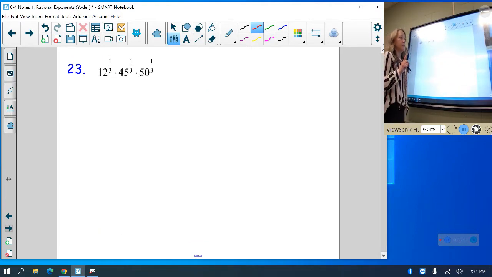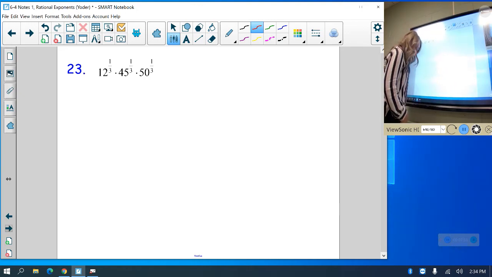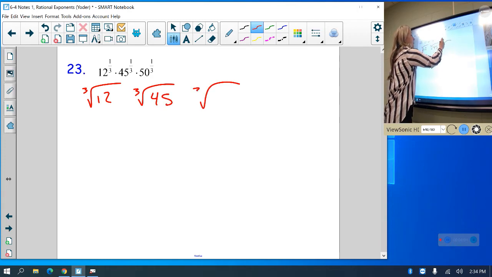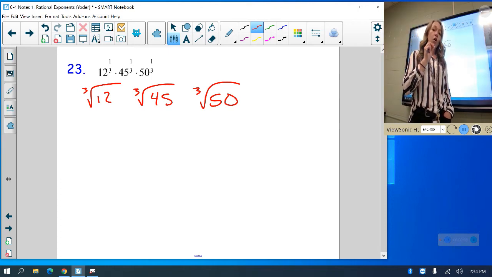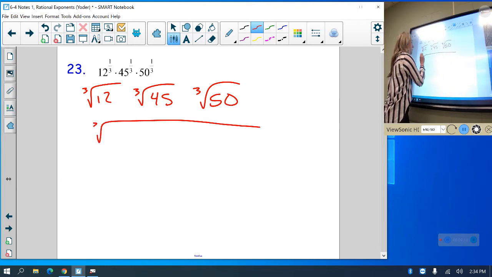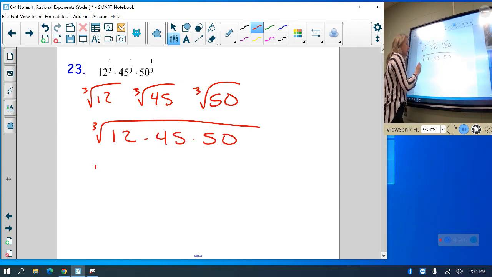Now this one's a little bit tricky. This one you have to look and you have to notice that all 3 of these are underneath a cube root. This is the cube root of 12, this is the cube root of 45, and this is the cube root of 50. And if you remember, we talked about this in previous sections. If they're all cube roots, you can put them under the one radical. So this becomes the cube root of 12 times 45 times 50.